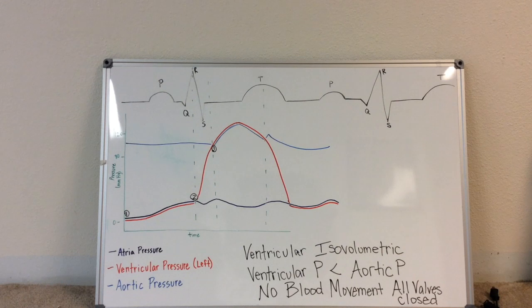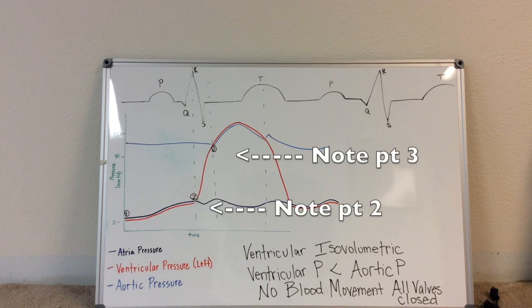The goal of the ventricles is to generate enough pressure to have a greater pressure than the aortic pressure. This will open the semilunar valves. There's a period of time where no blood is moving because atrial pressure is less than ventricular pressure, which closes the AV valve, but ventricular pressure is not greater than aortic pressure. This is from point 2 to point 3 on the graph.